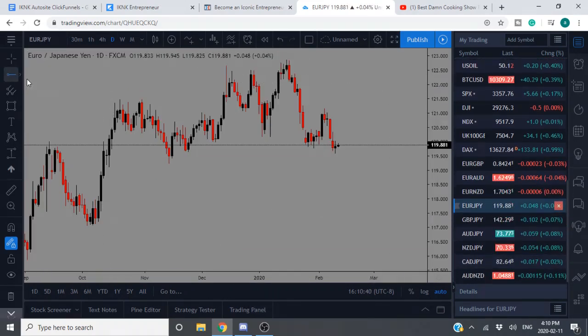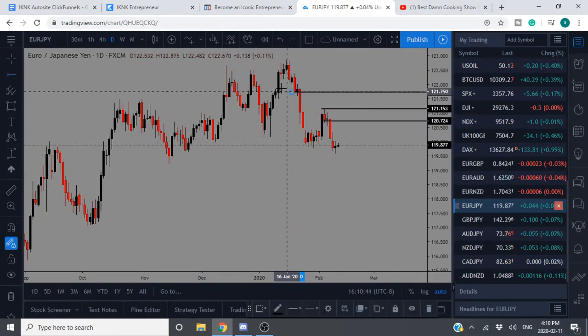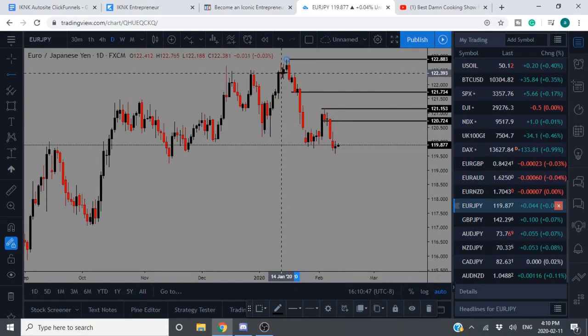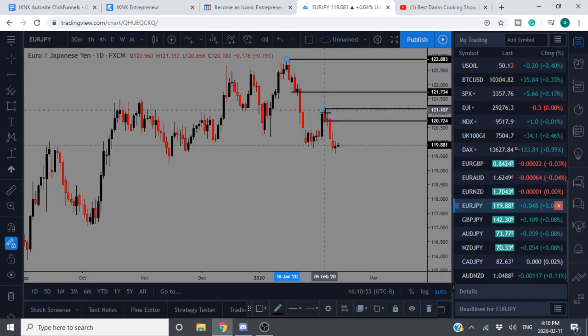Euro yen, I like this supply. And we have all this demand up here, kind of like rally base, drop base, drop base, drop, like levels all right here. I like all these zones for selling at. This is another supply zone to be looking for sells at.